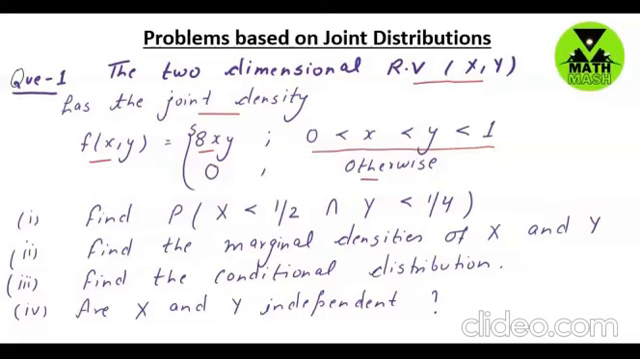Since here x and y both are continuous random variables, because both are taking values within an interval, it is the case of a continuous random variable. Whenever you have the case of a continuous random variable, always sketch the region where the function is defined. So this will be your first step: sketch the region where the function is defined.